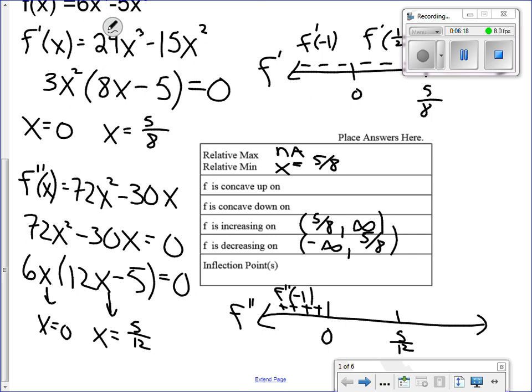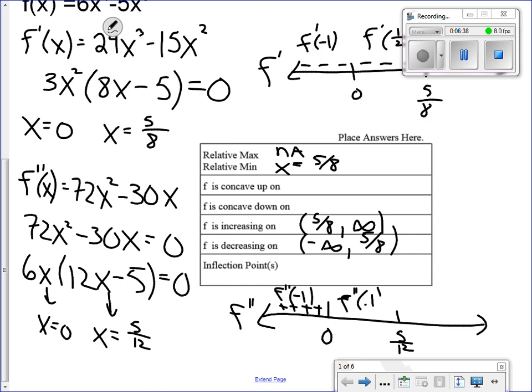Now we take a number between 0 and 5 twelfths. And, if you're not sure, be conservative. Pick something like 0.1, okay? 0.1 is in there because 5 twelfths is somewhere between a third and a half. It's between 4 twelfths and 6 twelfths. So 0.1 would be nice and safe.